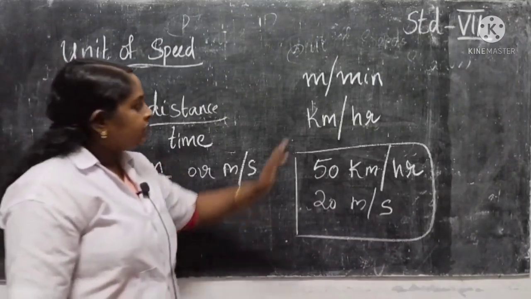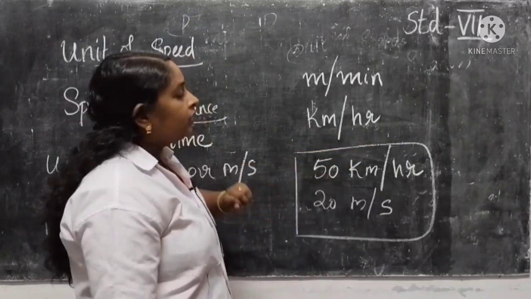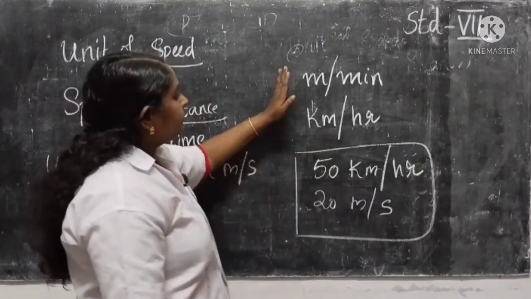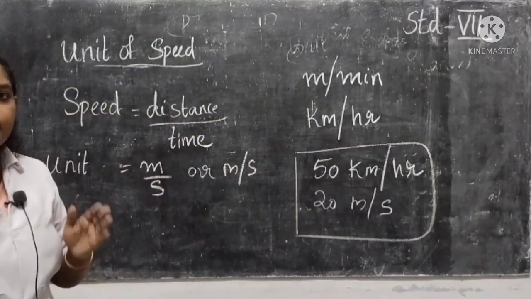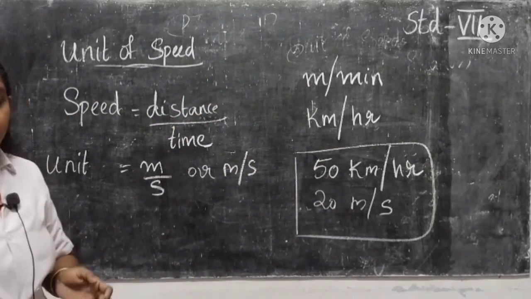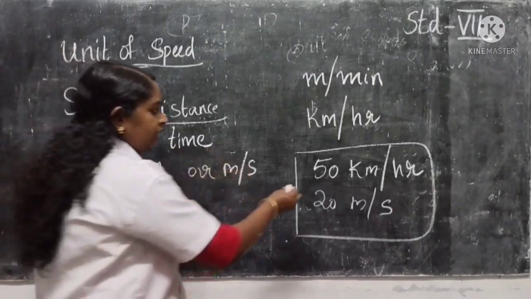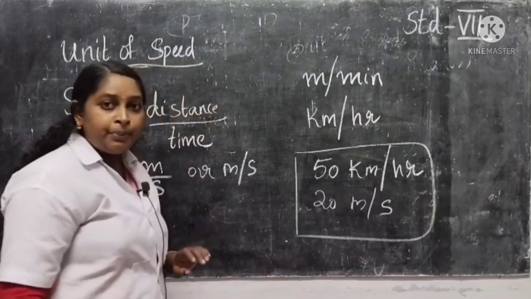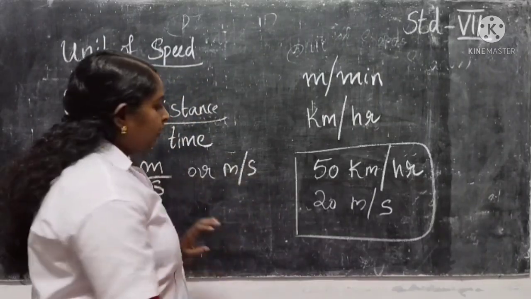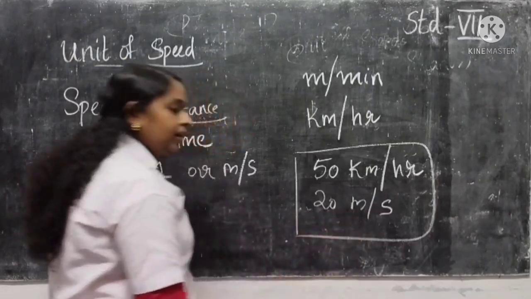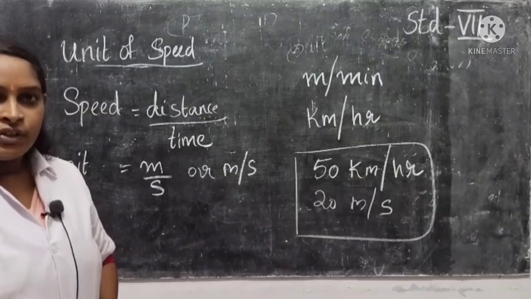Other units are meter per minute and kilometer per hour. The symbols of all units are written in singular. That is, we write 50 kilometer per hour, not hours, and 20 meter per second. So all the units should be written in singular.